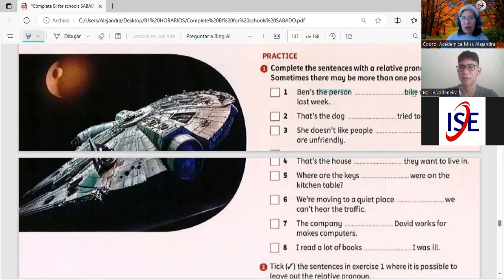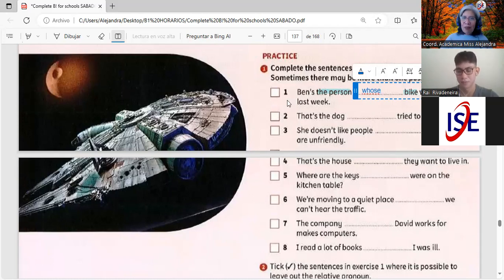Whose? Because we're talking about a person and it's his or her possession. Whose bike was stolen? Okay, because the bike belongs to who, to the person, to Ben. So Ben is the person. Aha, the bike belongs to him. Whose bike?